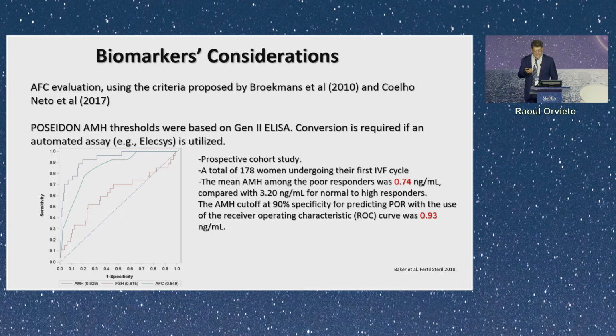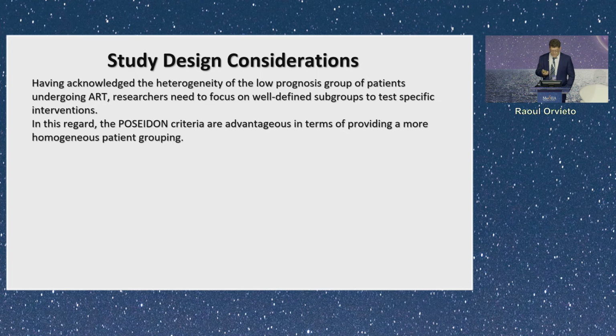You can see in this study, the mean AMH among poor responders was 0.74 nanogram, not the 1.2 cutoff of the POSEIDON. And when they did the AMH cutoff at 90% specificity for predicting POR and used the ROC analysis, the cutoff was 0.93. So everybody should adjust the AMH cutoff according to their lab results, the local results.